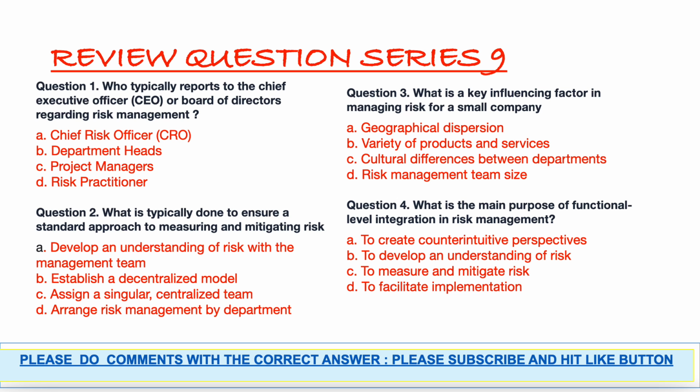Next, what is the key influencing factor in managing risk for a small company? Geographical dispersion, variety of products and services, cultural differences between departments, risk management team size. Next, what is the main purpose of functional level integration in risk management? To create a counterintuitive perspective, to develop an understanding of the risk, to measure and mitigate the risk, and to facilitate the implementation.